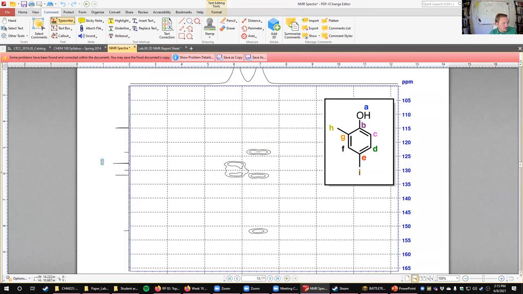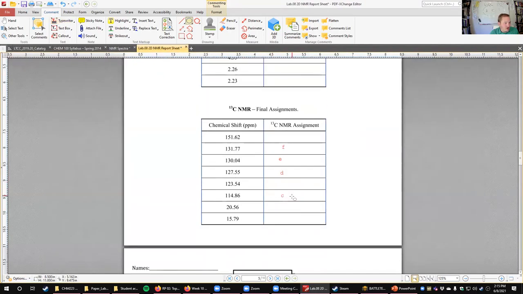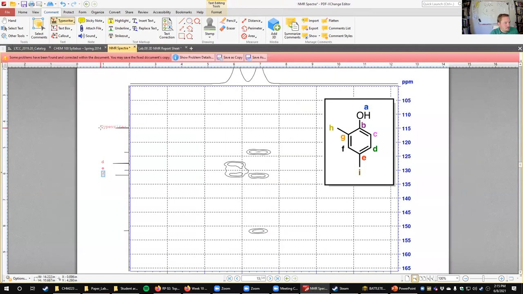So let me make sure I don't mix them. D, E, F, lowest to highest. And the other ones we know are C is 115. And we know that these other two signals are either G or B.